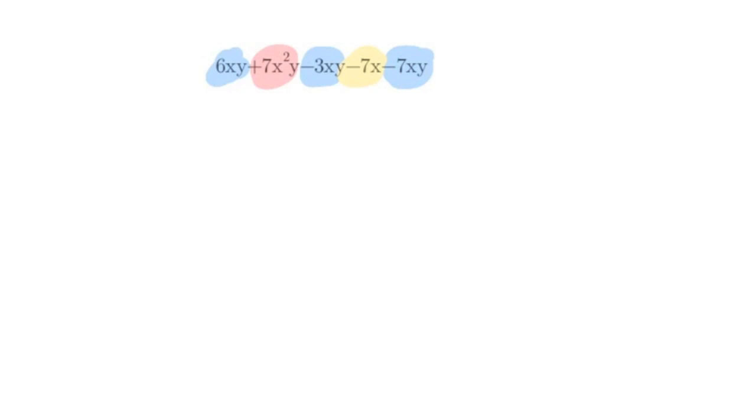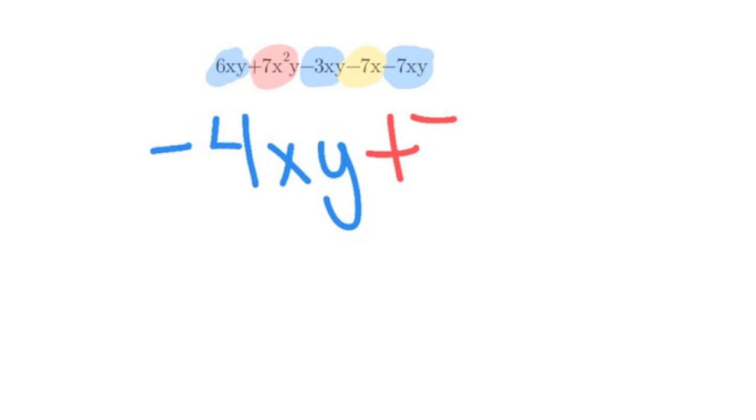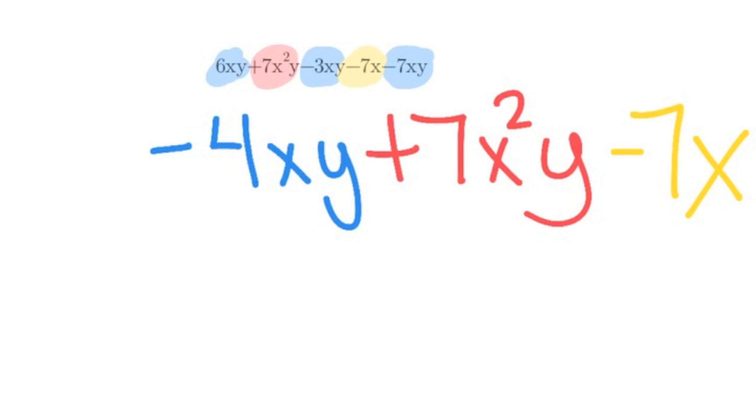So I'm actually going to go ahead and just combine those terms. So I have a 6xy minus 3xy minus 7xy. So that will give me a negative 4xy. And then I have what is in red. Since I can't combine anything with that, that just goes there. And the yellow too, I can't combine anything with that. So those just go at the end. All right, so that is me combining like terms for that example.